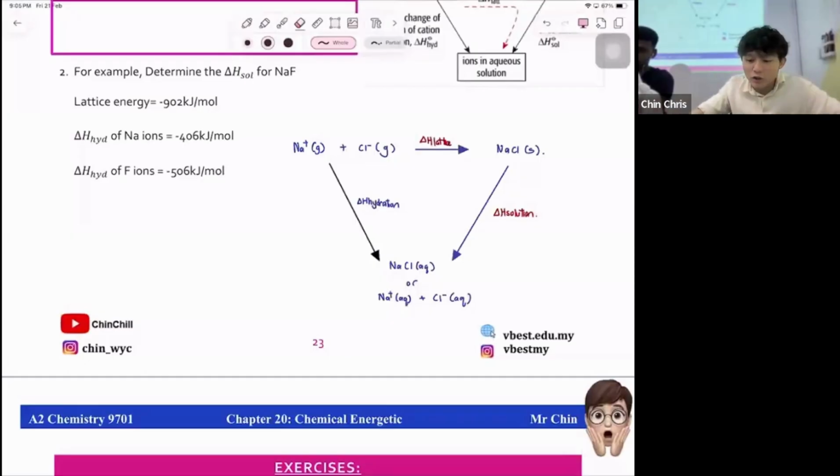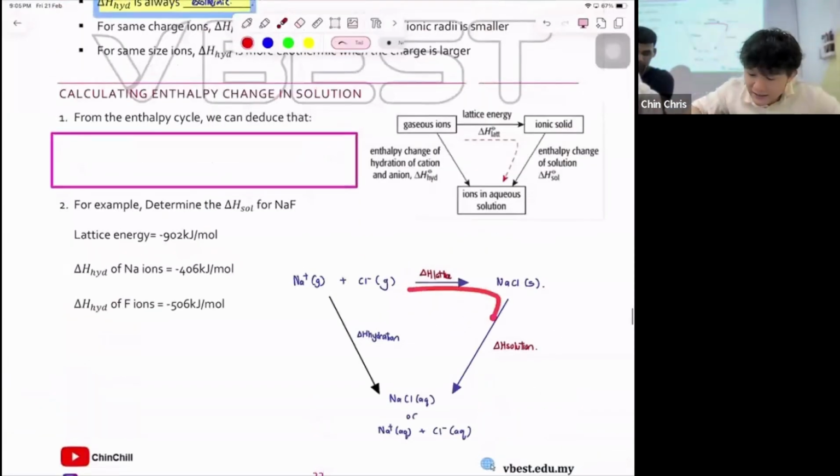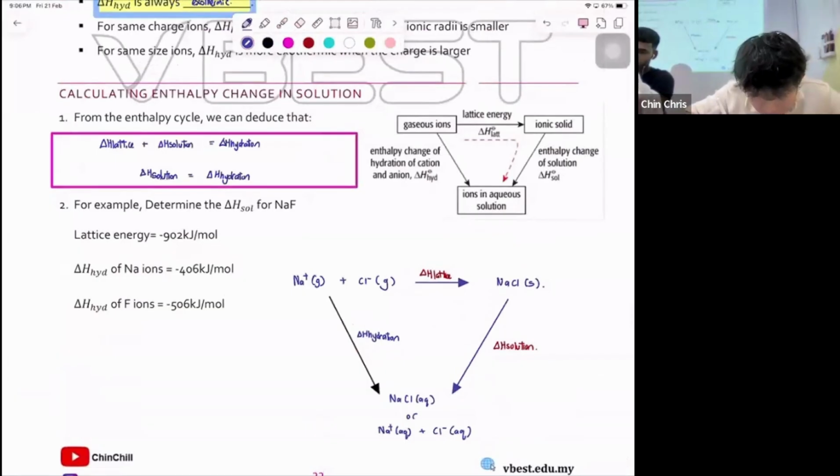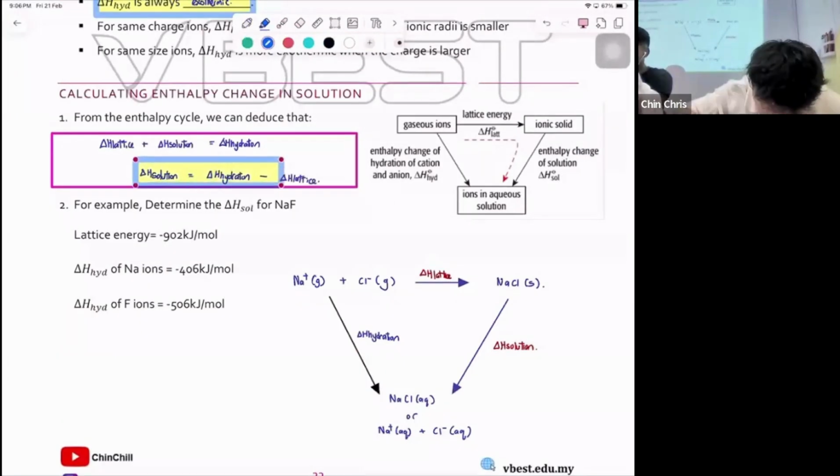So according to this reaction, can you see that lattice plus solution equals hydration? So to rewrite in terms of solution, we can say it's delta H hydration minus delta H lattice. This is the formula that we use here in group 2, chapter 25. Write it down, guys.